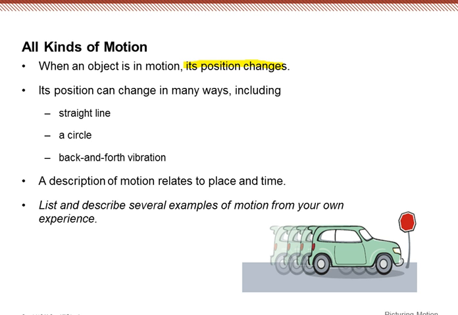One, it can move in a linear path, it can move in a circle, or we can have this back and forth vibration, or what we call periodic motion or oscillatory motion. And so those are three basic ways that a particle can move. A description of the motion relates to both the place and the time, the position of the object and the time in which it occupies that space.